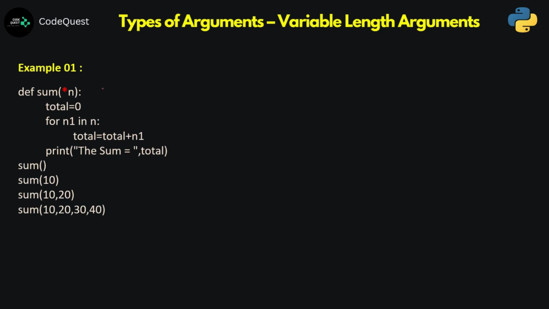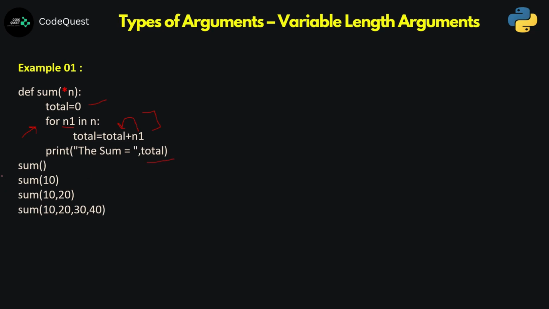Let's understand with this example. Here we have taken a function, say sum, and this asterisk n indicates that this sum function is able to take as many arguments as required. Now what we have done inside this body is we took a variable total equal to 10, and we are taking a for loop, n1 in n, over whatever arguments you have passed, and we are just adding the value of n1 to the total, and by the end of this for loop we are finally printing the value of the total.